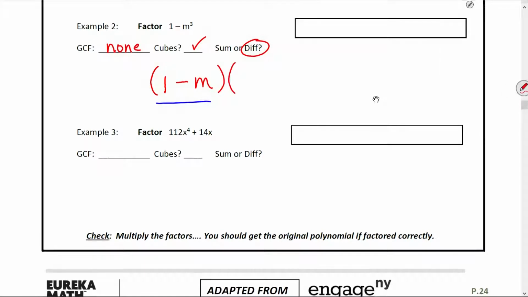Okay, the first thing, 1 squared is 1. Okay, and then I do the first thing times the last thing, but change the sign. So what is 1 times m, 1 times negative m, and then change the sign, you get plus m. Okay, and then you square this thing, negative m times negative m is plus m squared. So this factored is 1 minus m times 1 plus m squared.